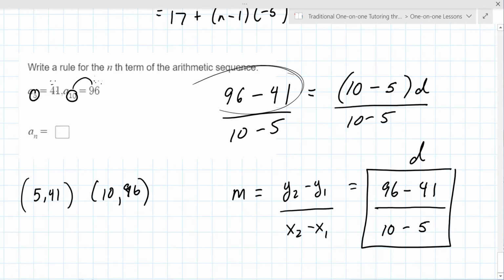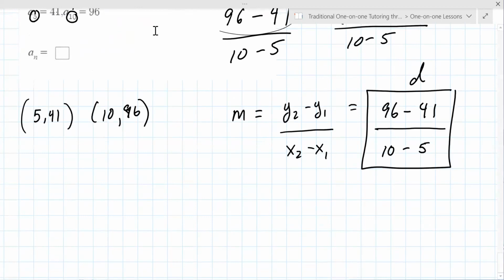So can you give me that number? Give me 1 second. 55 and 5. Yeah, what does that reduce to? This is a division, we're dividing. 11. So D is 11.